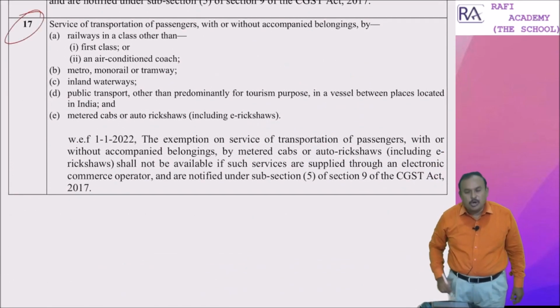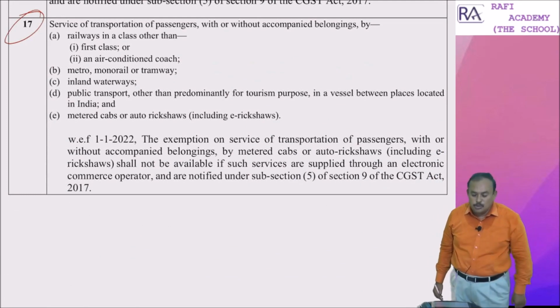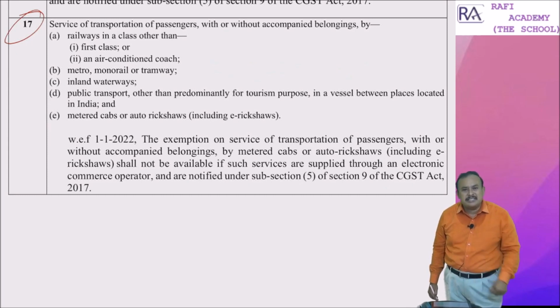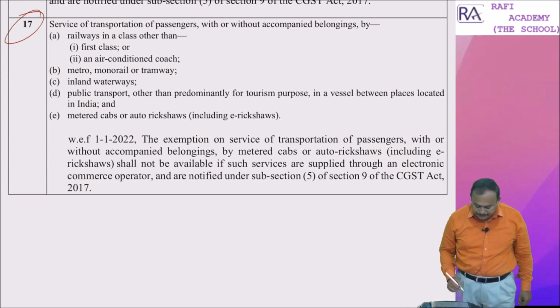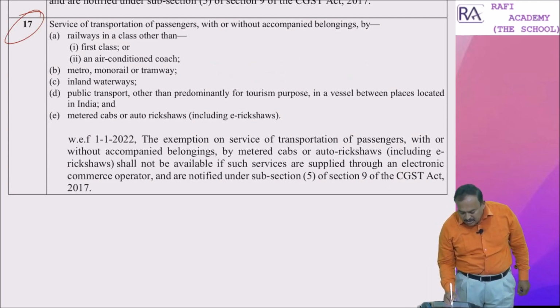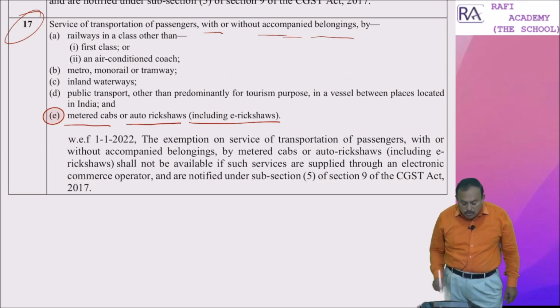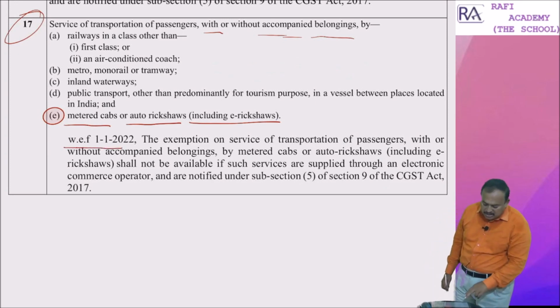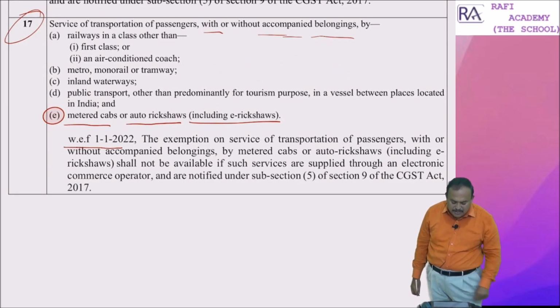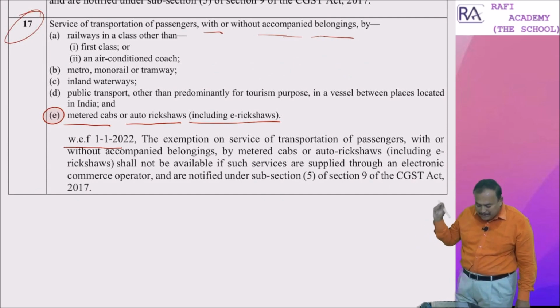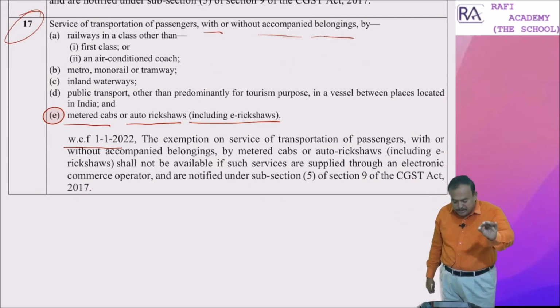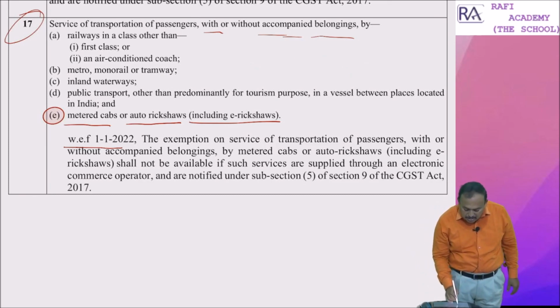likewise, entry number 17 of our notification number 12/2017 of Central Tax as amended by the Finance Act 2021. Here, services of transportation of passengers with or without accompanying belongings, point number E, got amended: metered cab or auto rickshaw, including e-rickshaws. With effect from 1st January 2022, the exemption on services of transportation of passengers with or without accompanied belongings by metered cab or auto rickshaws, including e-rickshaws, shall not be available if such services are supplied through an electronic commerce operator.